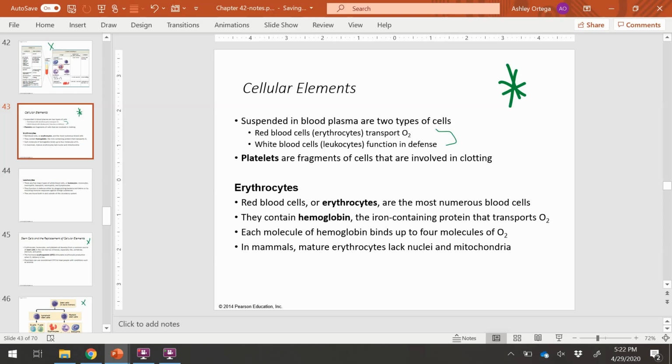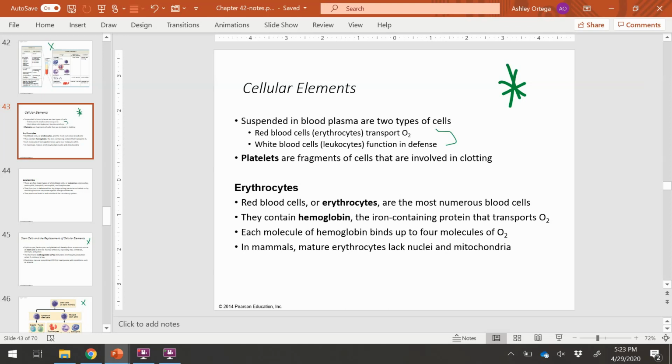Looking at the red blood cells, or erythrocytes, they are the most numerous. They contain hemoglobin, which is a protein that transports oxygen and carbon dioxide. In each molecule of hemoglobin, it can bind up to 4 molecules of oxygen, as they have 4 subunits, each with an iron molecule that binds oxygen.